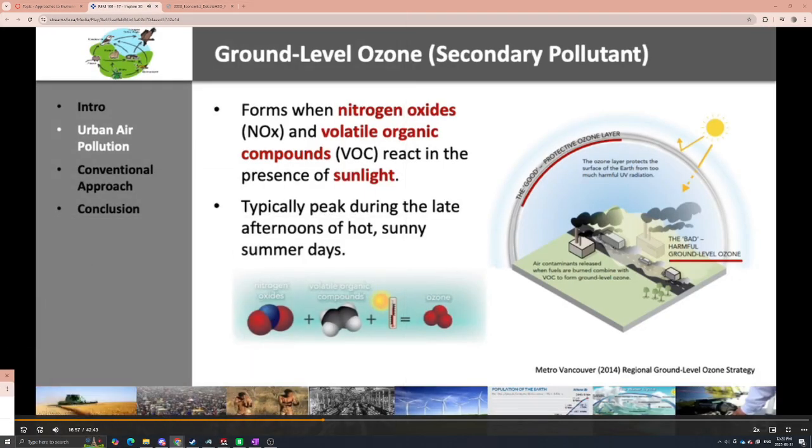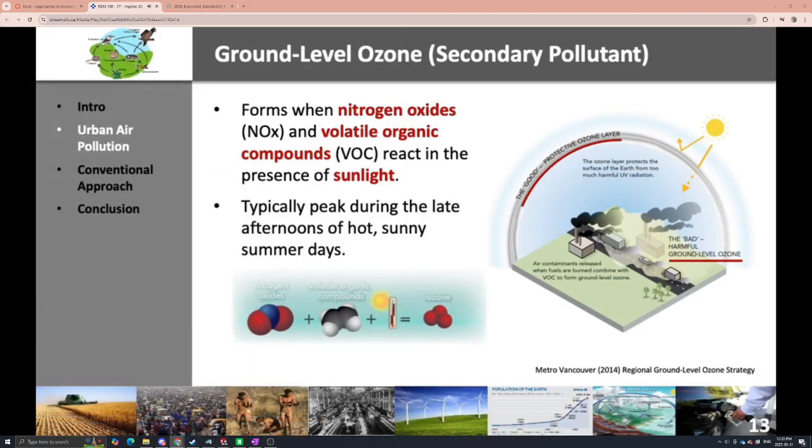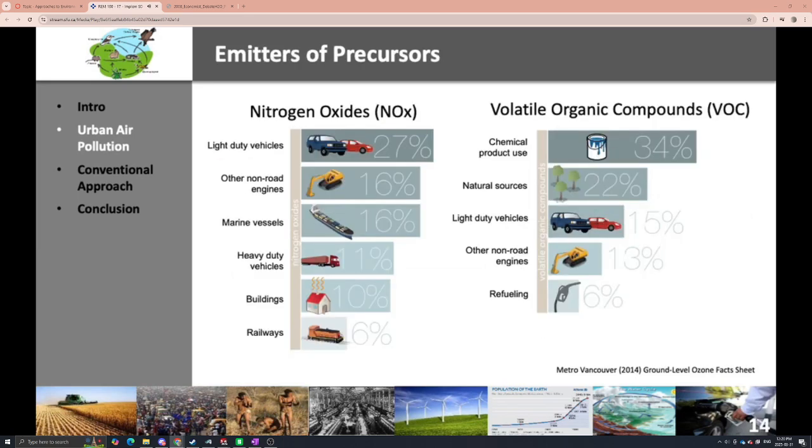Now, we've got precursor gases, NOx and VOCs, that react to form ground level ozone. So where do these precursor gases come from in the Vancouver area? What you see on this slide are the largest emitters of these gases, published in a 2014 ground level ozone fact sheet from Metro Vancouver. Nitrogen oxides are a byproduct of burning fossil fuels, which is clearly reflected in these numbers. The biggest emitters are the regular old cars that we drive around, which account for approximately a quarter of all the nitrogen oxide emissions.